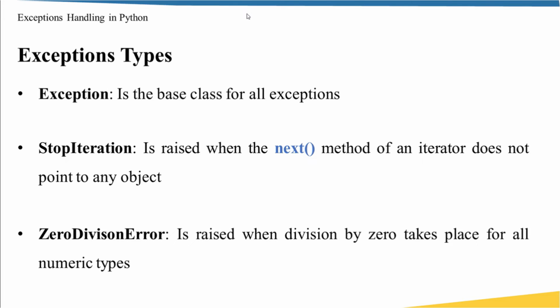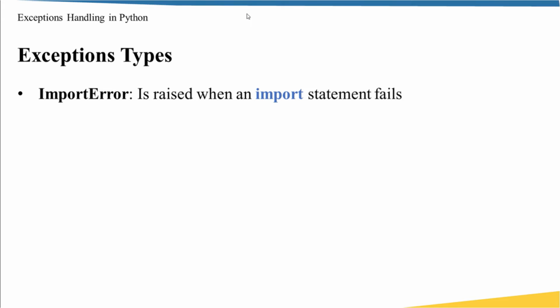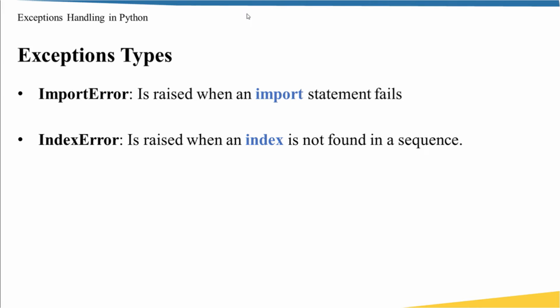Also, we have ZeroDivisionError, and this exception happens when we divide a number by zero. We could face an exception like ImportError, and this happens when we try to import a module which is not available. IndexError, if you try to use an index which is bigger than the number of elements inside a collection. And we have a lot of other exceptions that you will become familiar with when you use the Python programming language in your job.